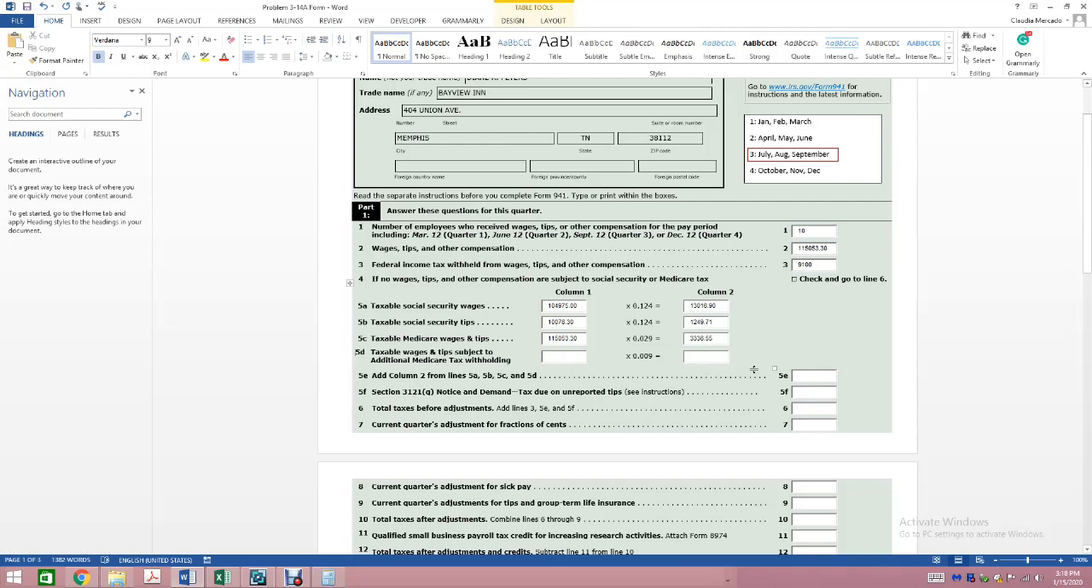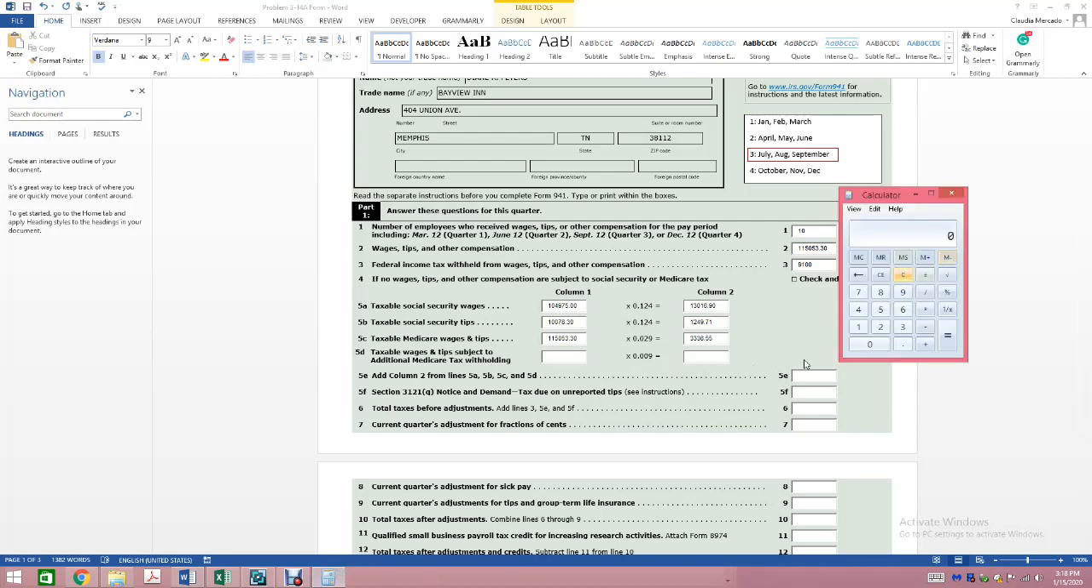Okay. So now, for 5E, it's telling you to add column 2 from lines 5A, 5B, 5C, and 5D. So I'm going to get my calculator out, and they're asking me to add 5A from column 2, which is this one. So it'll be the 13,016.90 plus 1249.71 plus 3,336.55. I'm adding these amounts right here.